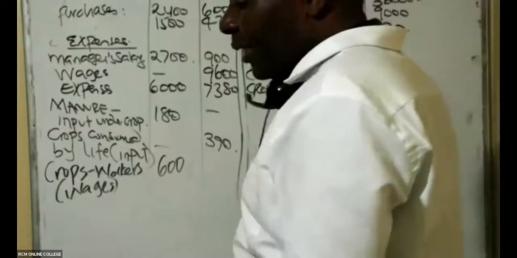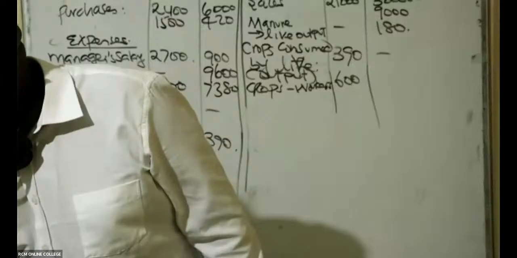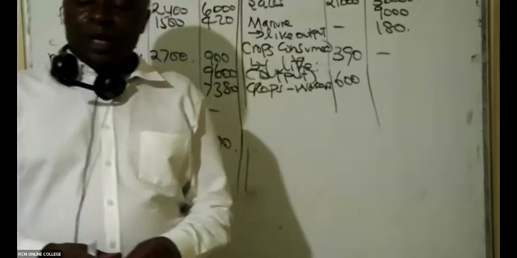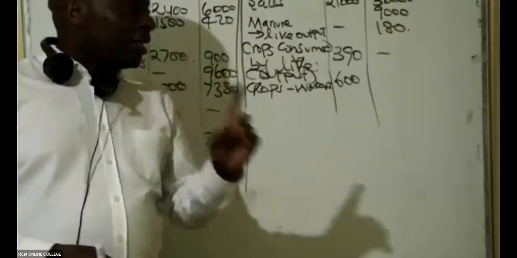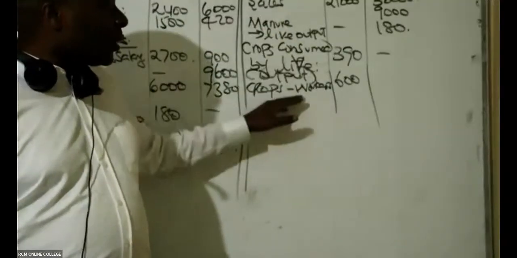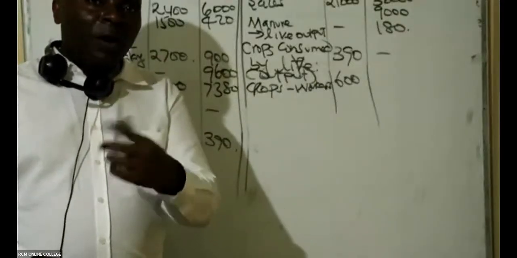So we are told, I repeat, before I answer this gentleman, that crops consumed by the farm workers were valued at 600. This amount was recovered from their wages. So it's an expense. What we shall do is assume straight away that where we take the sales, normally the credit side, in this case, crops to the workers, we just assume we sold crops of 600 to our workers.